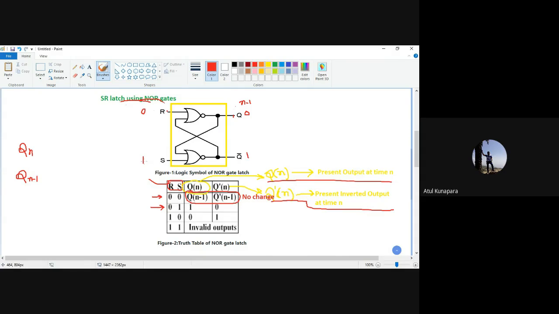Now, if you apply S equal to 1 and R equal to 0, what will happen? This R equal to 0 will go here, and this S equal to 1 will go here. At the same time, the 1 from the Q bar line will come here, and the 0 from Q will come over here. Are you getting or not? And now what is the condition for NOR gate? Your NOR gate is doing what?